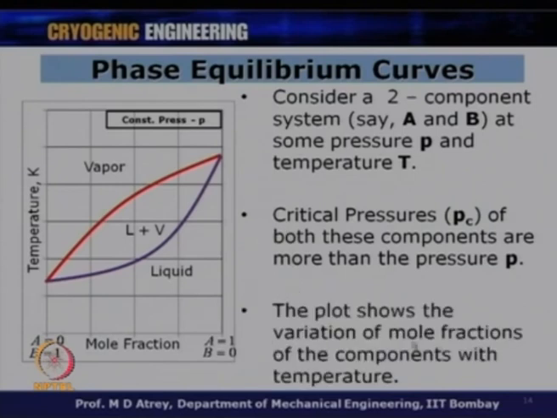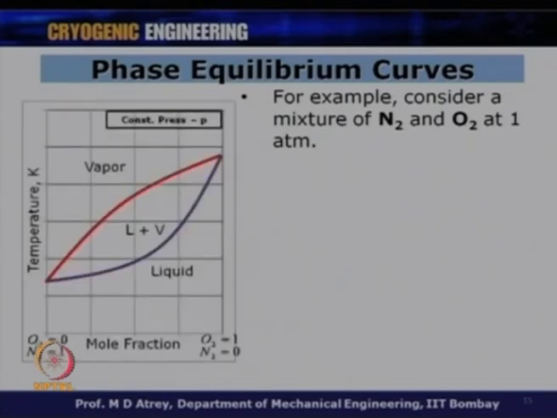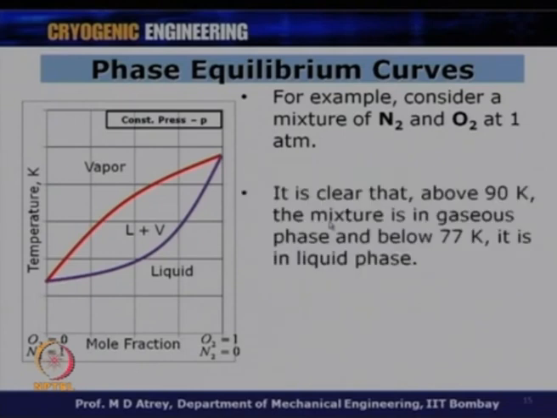The plot shows the variation of mole fraction of the components with temperature. So, this is one of the types of the diagram. For example, consider a mixture of nitrogen and oxygen at 1 atmosphere. Here we have oxygen equal to 0 and oxygen equal to 1. Oxygen equal to 1 will have its boiling point as 90 Kelvin at this point, and nitrogen equal to 1 will have 77 Kelvin as its boiling point, because the mixture is at 1 atmosphere.